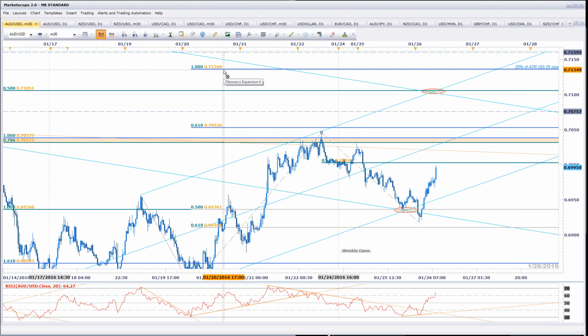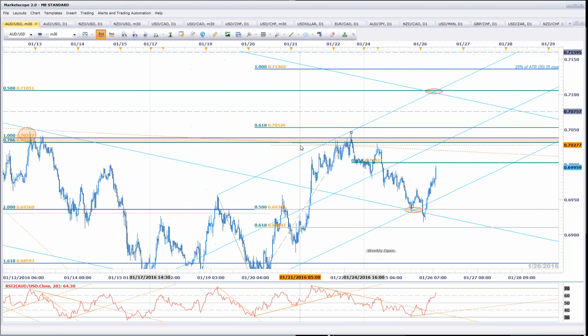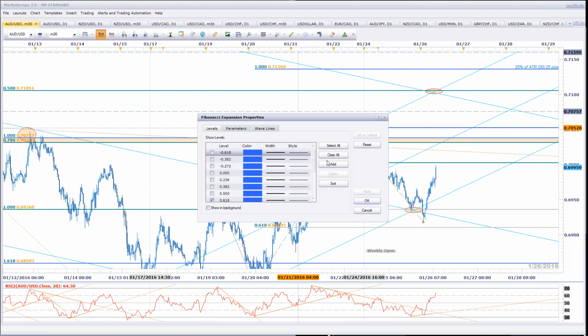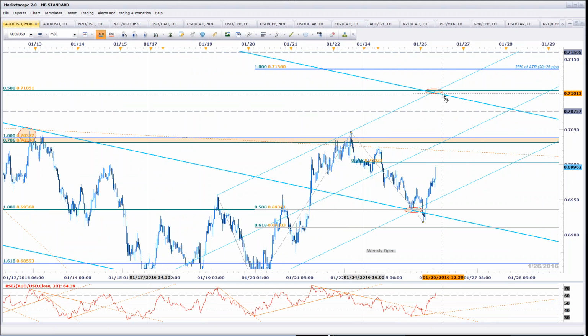$71.36. Okay. So I'm going to remove this 618 because if you get the breakout above that 70.37 level, I think you're going to see this thing run. But I am going to leave that as a subsequent target here.